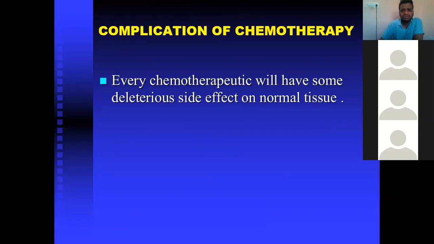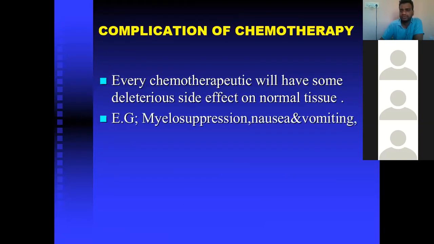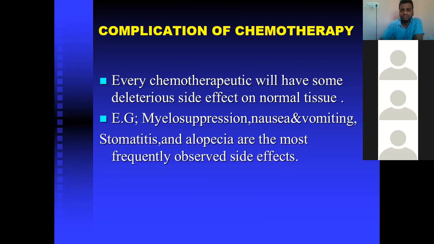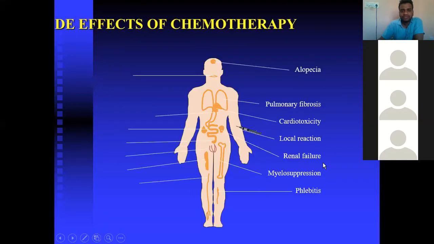Complications of chemotherapy, you know very well, because it also affects the normal tissue, normal cells. So myelosuppression, nausea, vomiting, stomatitis. What is stomatitis? It's not an oral infection. It's the inflammation of the oral mucosa. Yes, the suffix itis means inflammation. And alopecia are the most frequent of the side effects. So these are some of the side effects in summary.